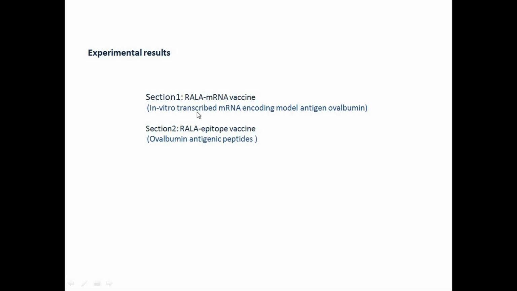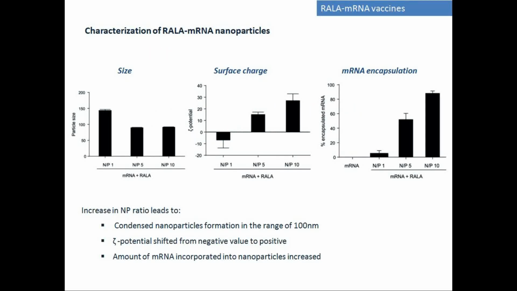That means this in vitro transcribed mRNA encodes for the protein ovalbumin. In the second part, we are going to directly use ovalbumin antigenic peptides, which are combined with your synthetic cell penetrating peptide. First comes the particle size analysis.